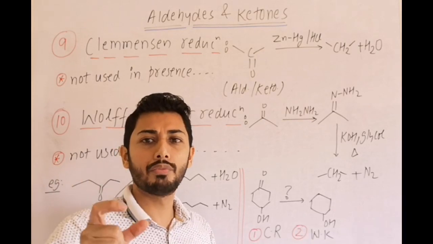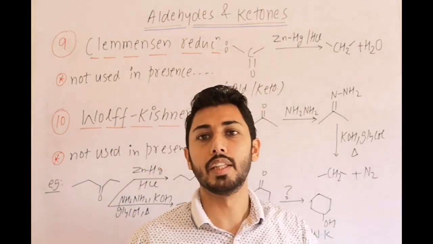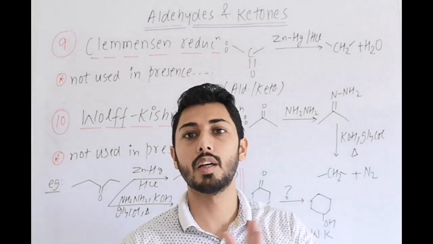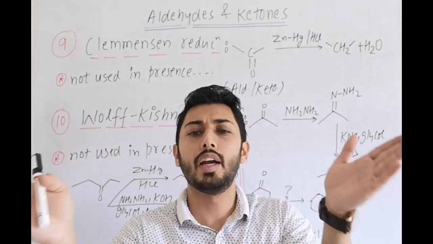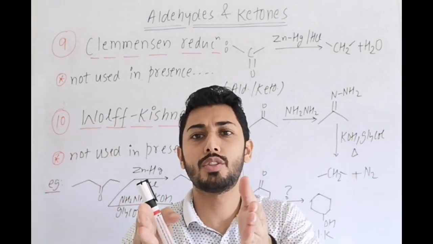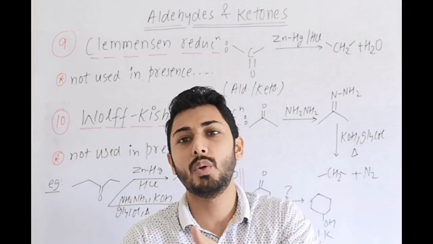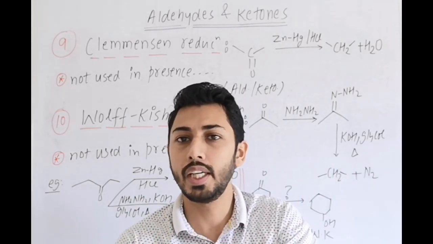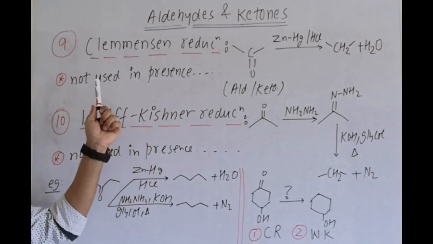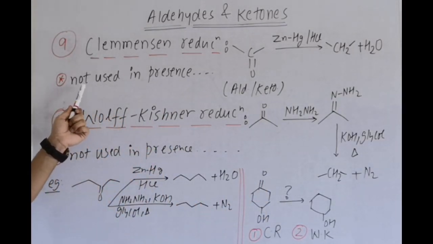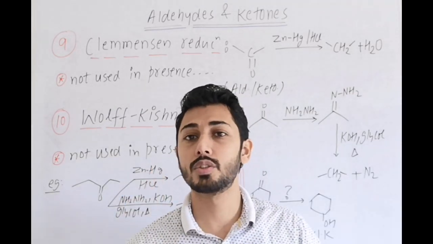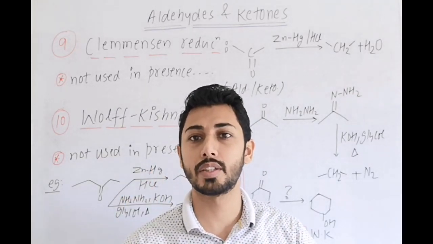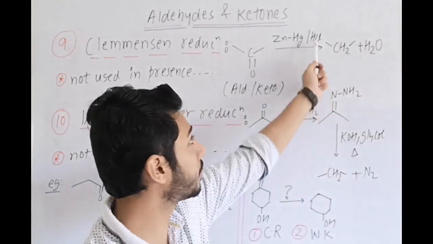So remember, the information is important rather than the mechanism: with Clemmensen reduction, zinc amalgam and HCl, C double bond O finally becomes CH2, and if both sides have R groups it becomes RCH2R. If it is RCHO it becomes RCH3, right? An important point for exams is that this Clemmensen reduction is not used in the presence of acid sensitive groups, and you can mention this point in the notes you are writing right now. Why? Because HCl is already present.